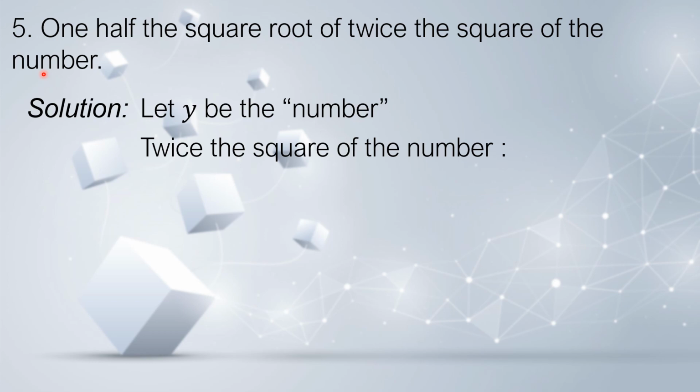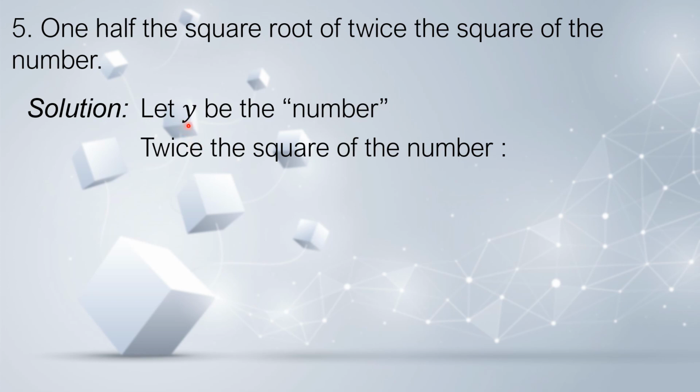So, twice the square of the number. Sabi dyan, 1/2 the square root of twice of. So, aalisin muna natin yung 1/2 the square root of. Dito muna tayo sa twice. So, kapag magta-translate kayo ng verbal phrase sa mathematical phrase, una yung ita-translate yung mga nasa bandang dulo na words bago yung nasa unahan. Okay. So, dito muna tayo sa twice the square of the number.